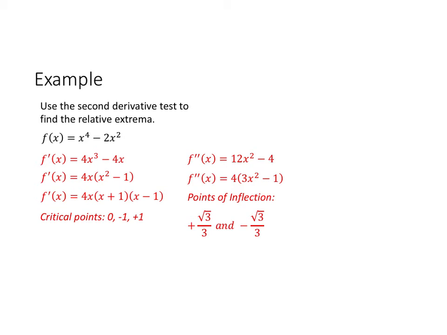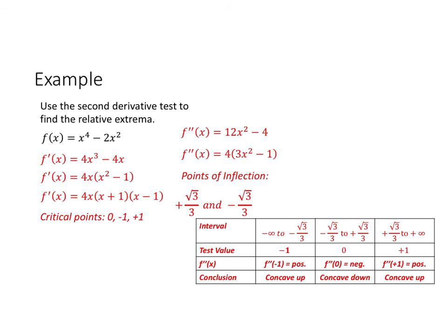So now we're going to take the second derivative. Remember, the first derivative ended up being 4x to the third minus 4x. The second derivative, therefore, is going to come out to be 12x squared minus 4. If we factor that, we can find the points of inflection, all right? First derivative test gave us critical points, all right? The second derivative test is going to give points of inflection. This is where it changes concavity at these points here. And so we got plus the square root of 3 over 3 and minus the square root of 3 over 3.